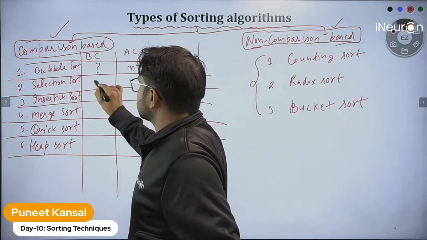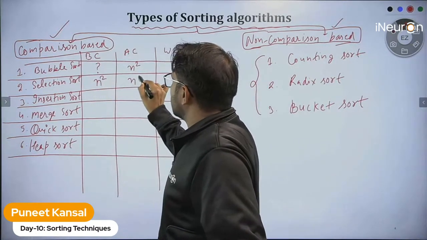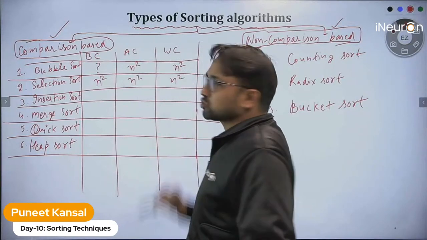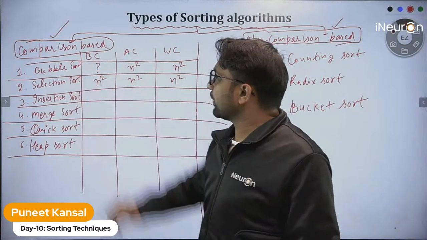Best case is n square. Average case is also n square. Worst case is also n square. Okay. You need to tell me what is the best case complexity of bubble sort.